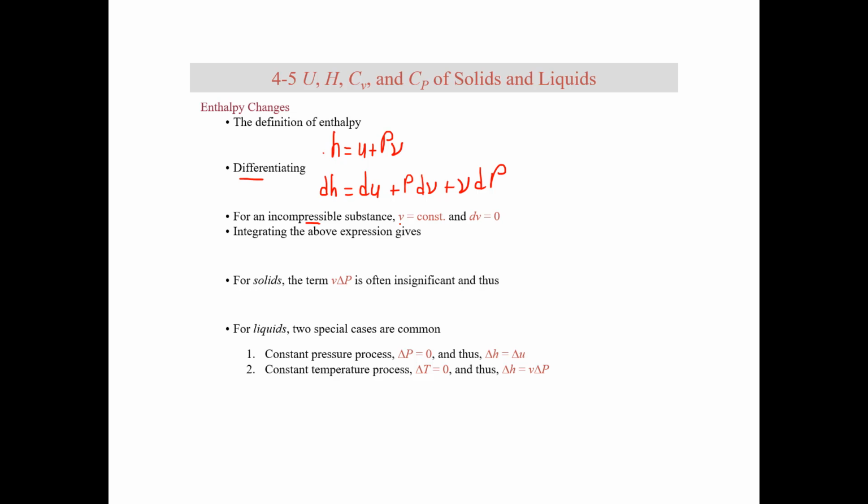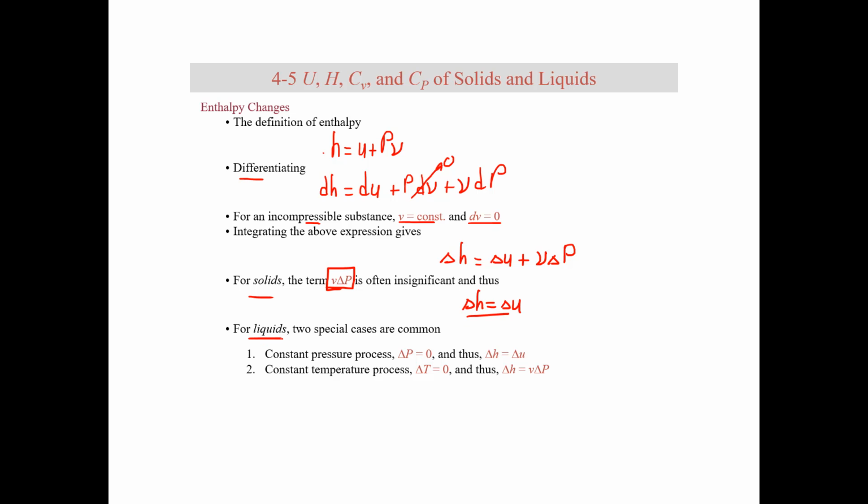Now, if my substance is incompressible, the volume is constant, right? So the change of specific volume is 0. So d nu is 0. So we end up with, if I now integrate, delta h is equal to delta u plus nu delta P. Now for solids, nu delta P is often insignificant. So for solids, we get that delta u is equal to delta h.